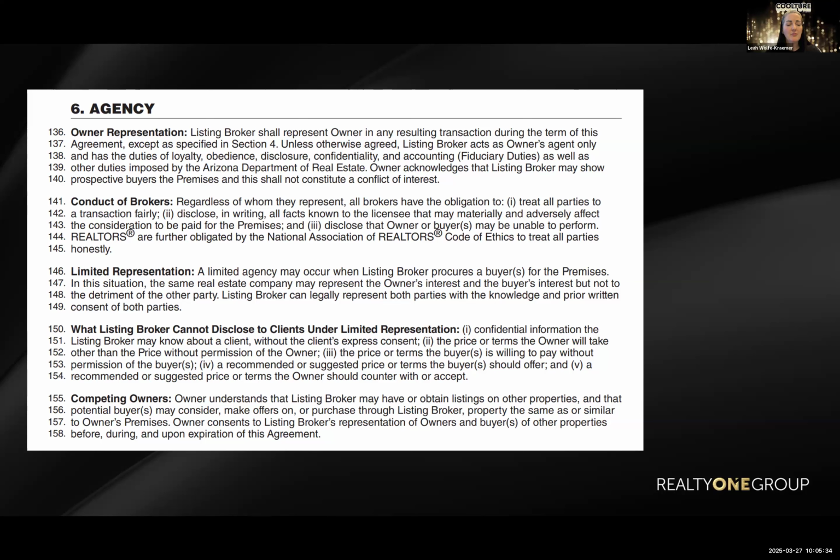Competing owner. Owner understands that listing broker may have or obtain listings on other properties and that potential buyers may consider, make offers on, or purchase through listing broker property the same as or similar to owner's premises. Owner consents to listing broker's representation of owners and buyers of other properties before, during, and upon expiration of this agreement. It could happen for some of you who specialize in neighborhoods, especially.